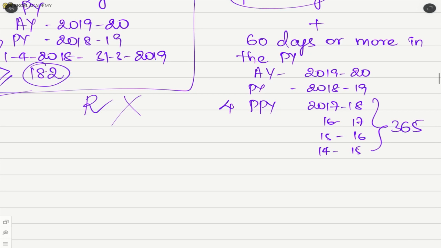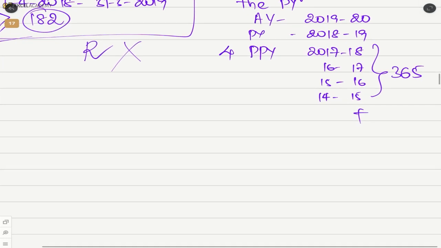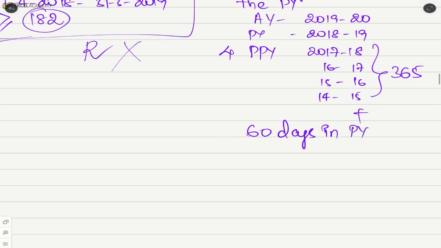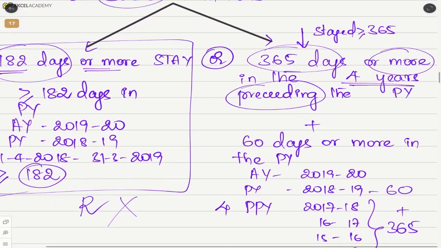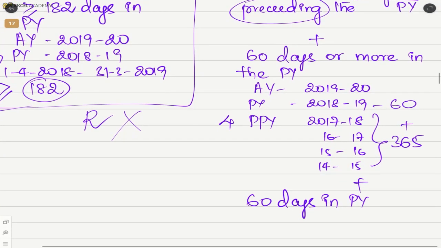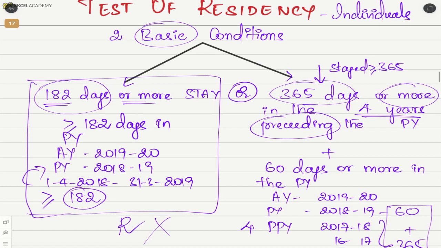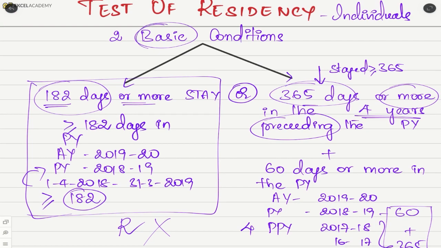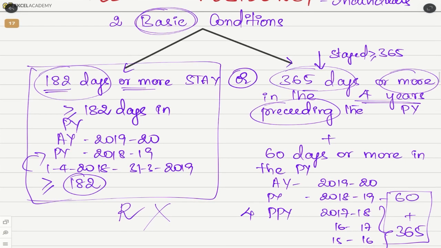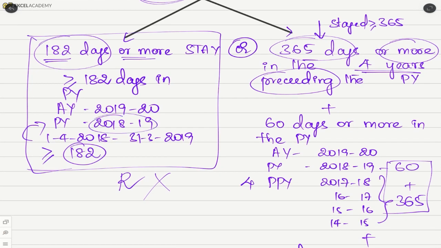Not only that, on top of that, he should have stayed for at least 60 days in the previous year. So 60 days here and 365 days in the 4 preceding previous years. This 60 days condition plus 365 goes together. It's not either or. Once again, an assessee to be considered as resident should satisfy these 2 basic conditions. One is he should have stayed in India for a period of 182 days or more. That's it, as simple as that. When? In the previous year. Which is the previous year for us?